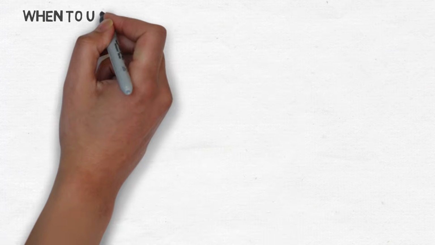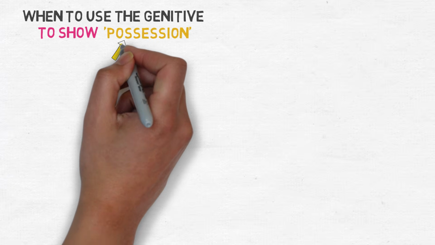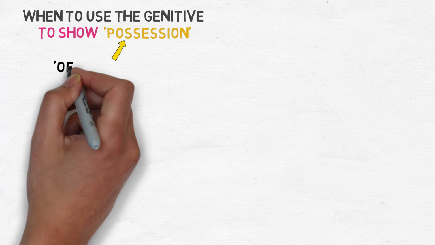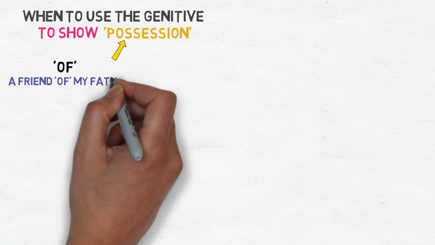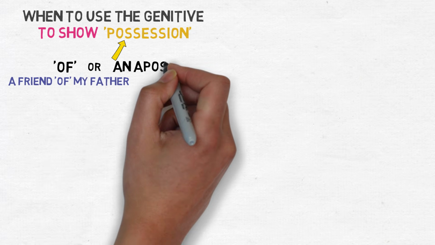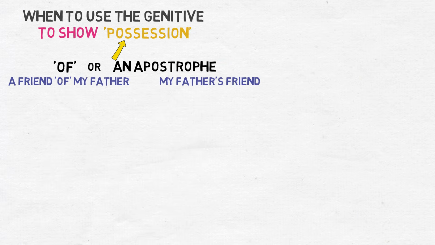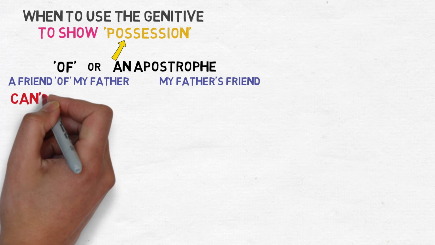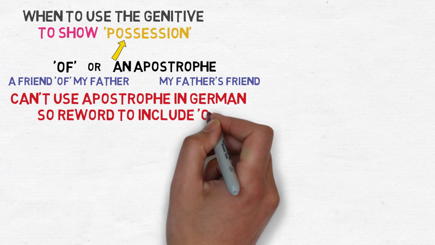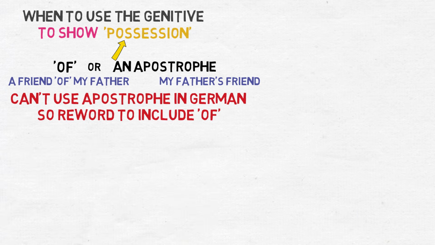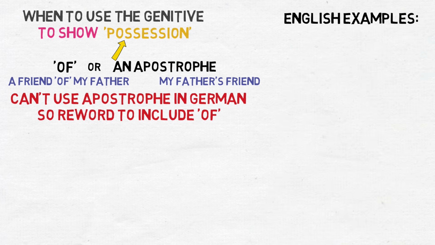We use the genitive case to show possession. So in English, we either say of, such as a friend of my father, or we use an apostrophe, such as my father's friend. In German, we can't use the apostrophe, so everything has to be reworded to become of the, of a, of my, etc. It's easy to show you what I mean with some English examples.